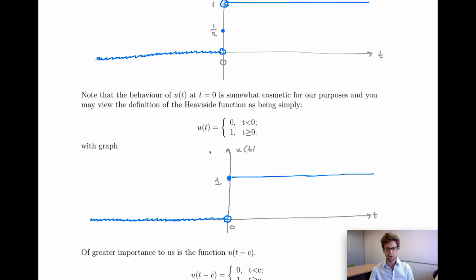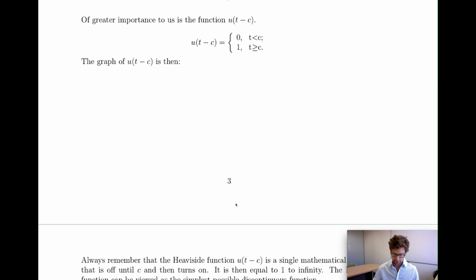Now, it's not all that useful to have u of t defined in this way because it's only for values at t equal to 0 that we have the jump. We'd like to be able to move the jump around so that we can model more general functions. So let's introduce a slightly different version of the Heaviside function. It's a Heaviside function where the jump occurs at a point t equal to c. So we define it as u of t minus c.